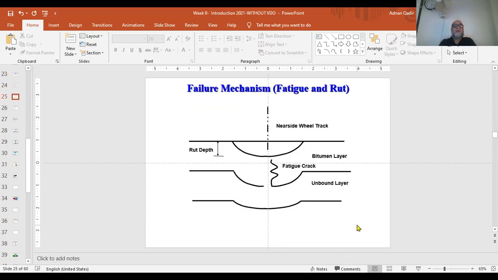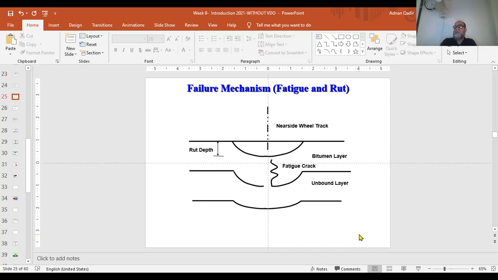Now this is the failure mechanism. The pavement fails because of fatigue and rutting. Fatigue means the number of repetitions of the load that has been applied to this pavement has reached its ultimate, and if you continue with those repetitions of the traffic, the pavement is not going to survive and it will crack at different places.